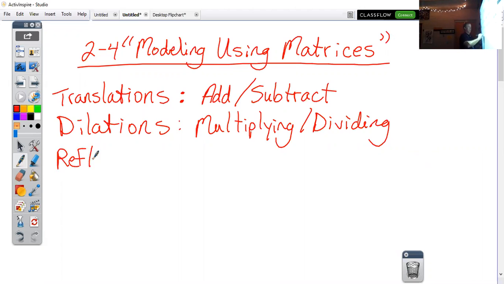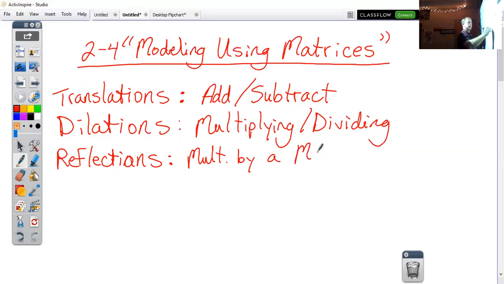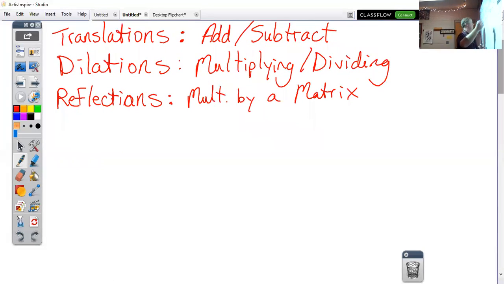Reflections. There's going to be 3. Okay. You're actually going to multiply by a matrix. And when you're talking about multiplying by a matrix, the matrix you multiply by depends on what you are reflecting it over. Okay. So you will probably need to know these for your test. I might put them on there.